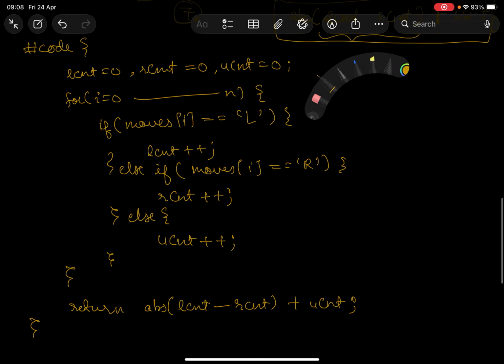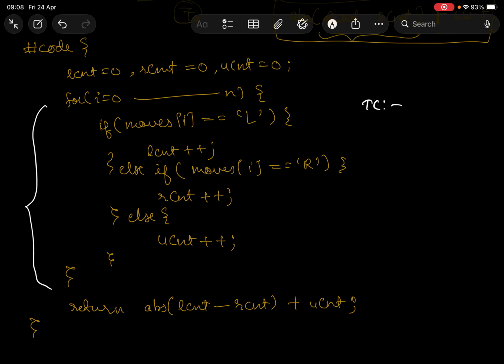Now let's discuss the time complexity for this problem. If you see, we are just having one loop over here, nothing else, so it is O of n. And for space complexity, we are not taking anything additional, so space complexity is O of 1.